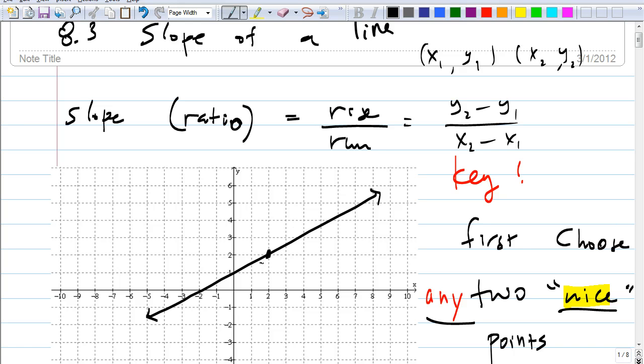Anybody see any other nice point? Yes, one person? That's it? Annie says 0, 1, would be 1, right? By the way, what is that 0, 1 called? That is your Y-intercept, right? What's another point? If you had to choose, all you need is 2 points. Destiny? Negative 2, 0. What is this one called, class?